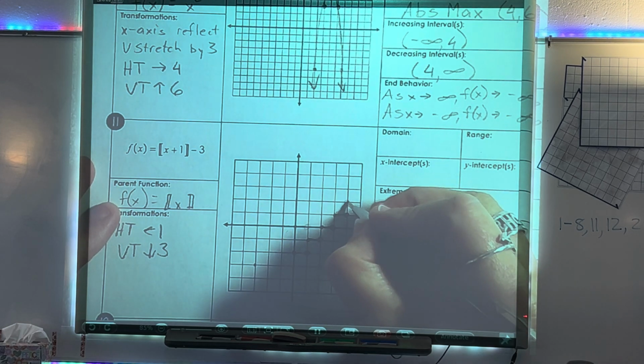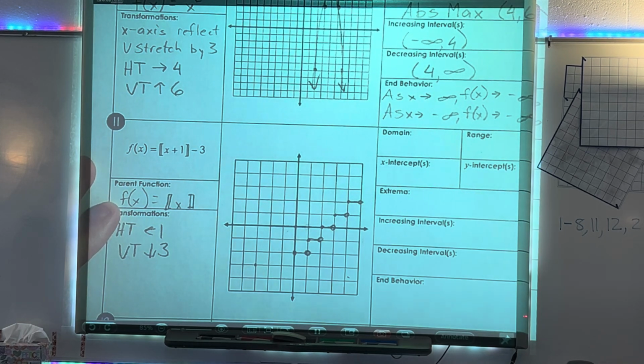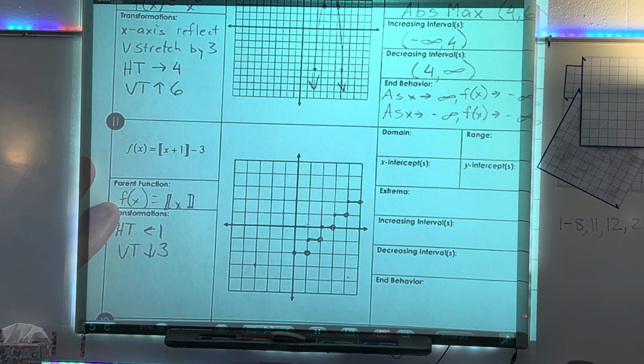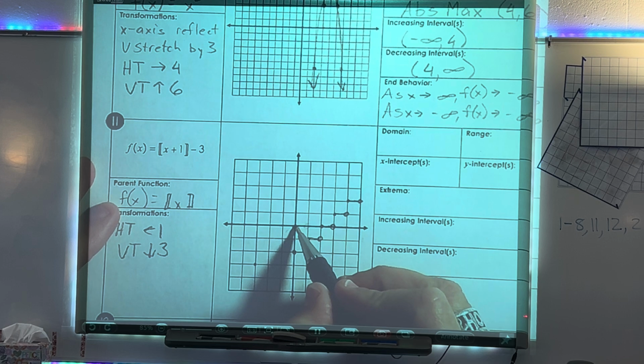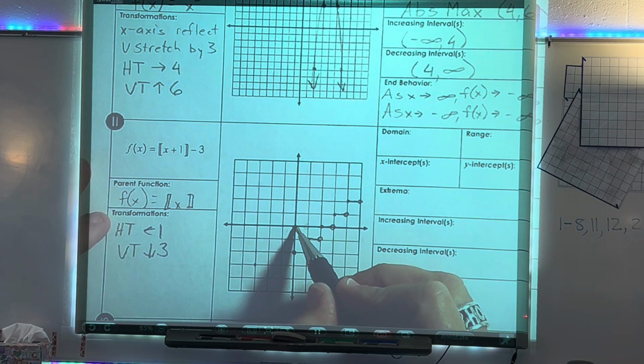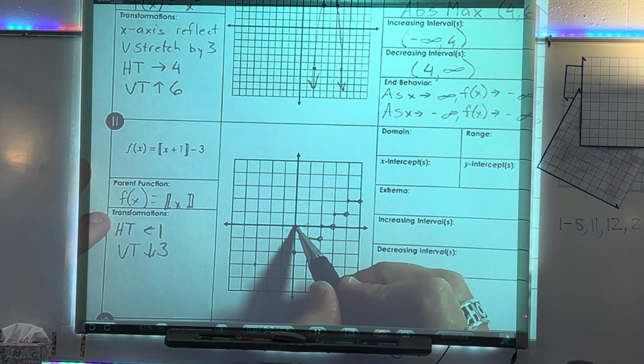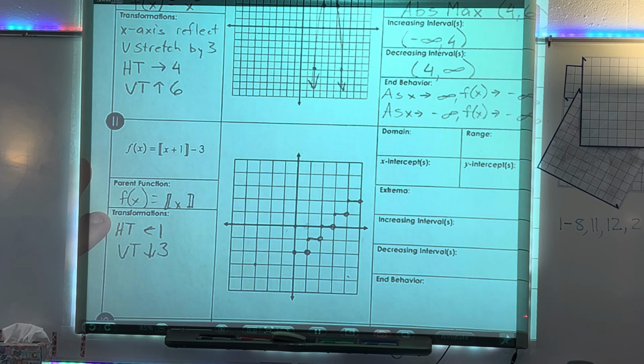It's gonna look like this. Normally we'd start here at 0, 0, but we were shifted. So we just follow whatever our calculator says?